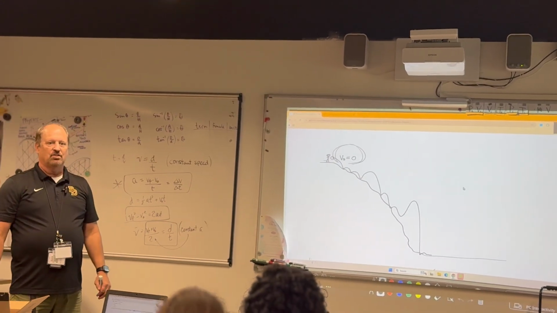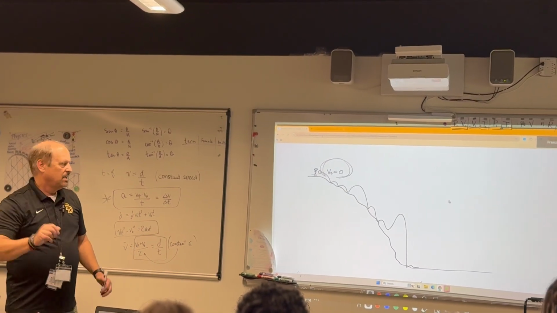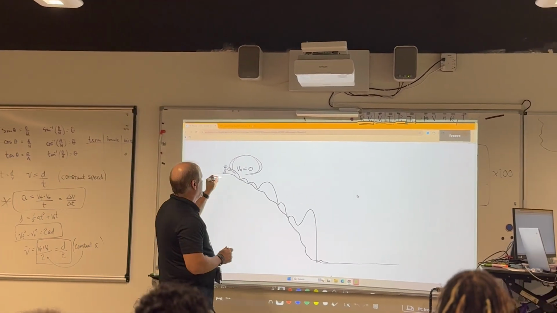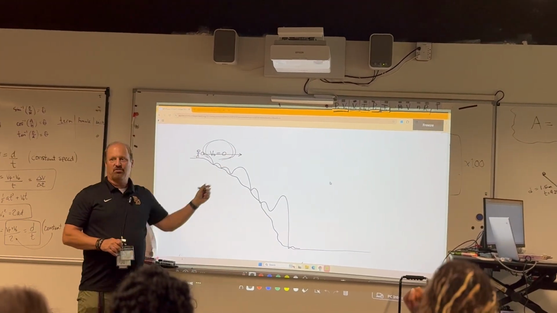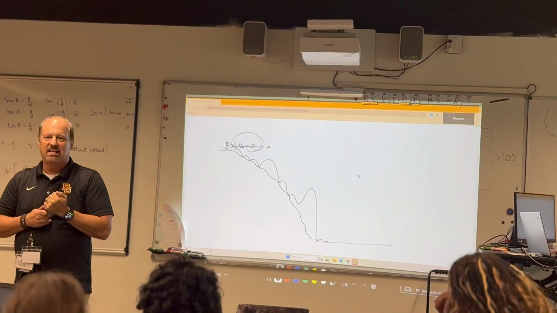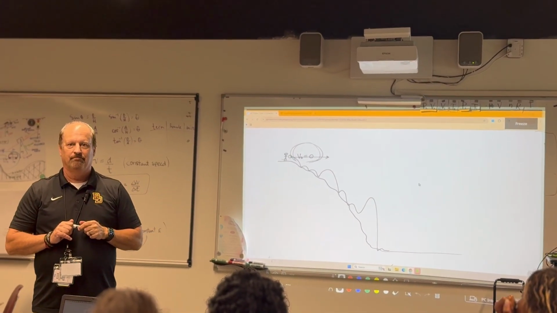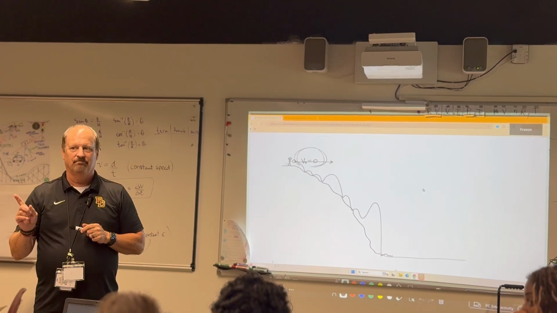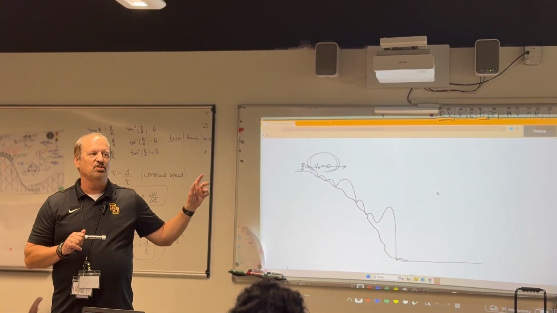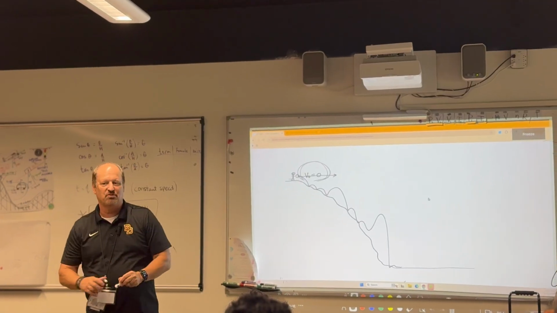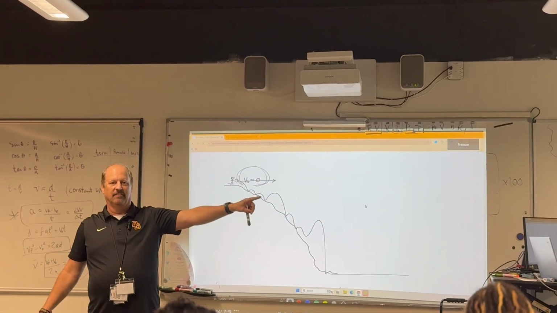Okay, so here's a concept I want you guys to embrace. If you throw something with an exact horizontal velocity, what's the initial vertical of that? If I throw something straight out, what's the vertical V initial?